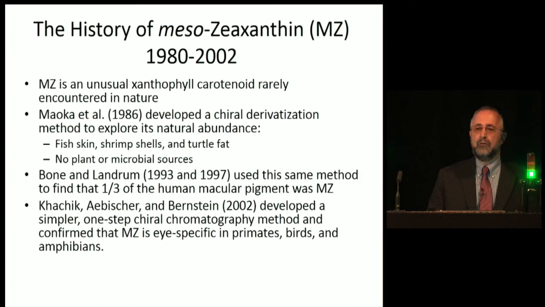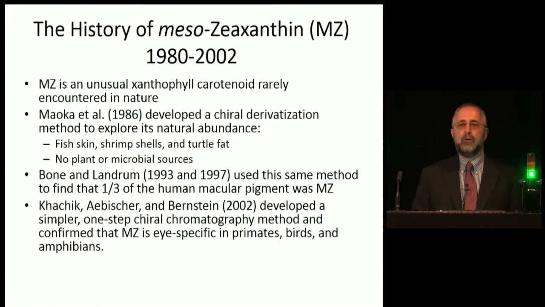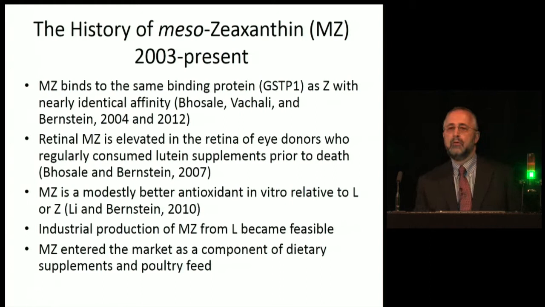And this is a very good method, and I heard the good talk previously about the two-step method. You can actually use this method as a single pass even on egg yolk, so it's a relatively easy method to do, and I'll show you some chromatograms. So since 2002, there's been even more information about meso-zeaxanthin, some of it summarized here, and some of it I will get into in the next slides.